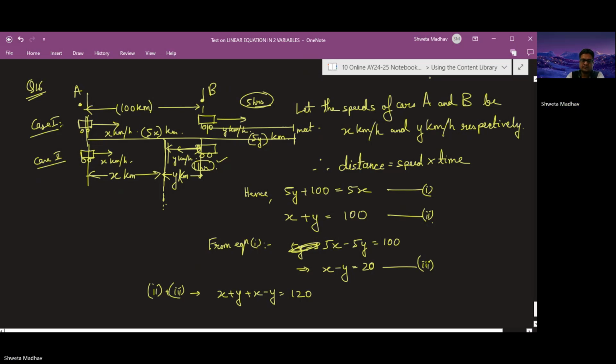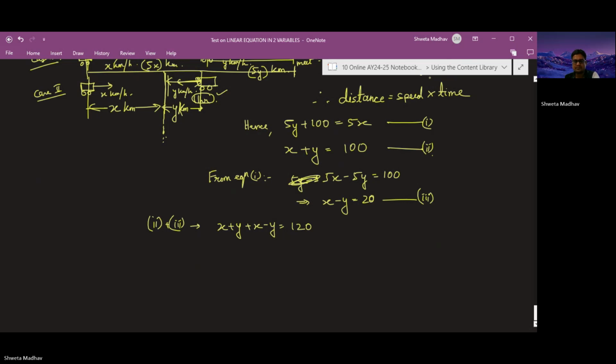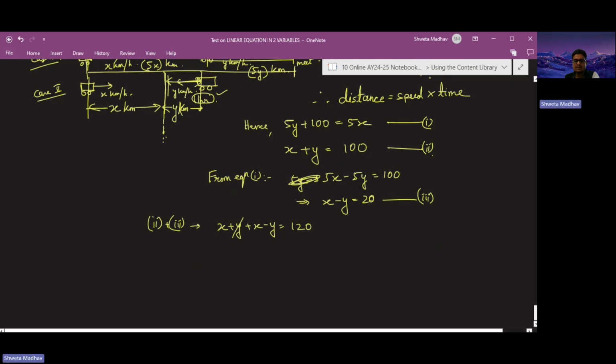Then plus y and minus y, if we add them, they will get cancelled. Then 2x will be equal to 120. So x will be equal to 60. So then y will be equal to 100 minus 60, that is equal to 40. Hence the speed of car A is 60 kilometer per hour and the speed of car B is 40 kilometer per hour.